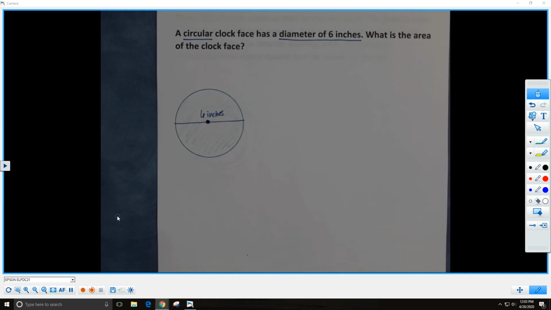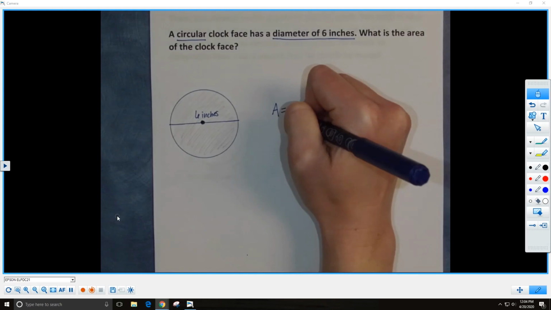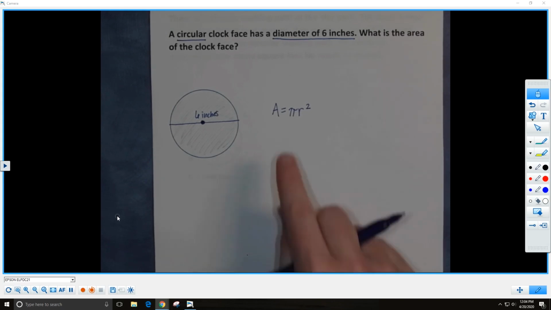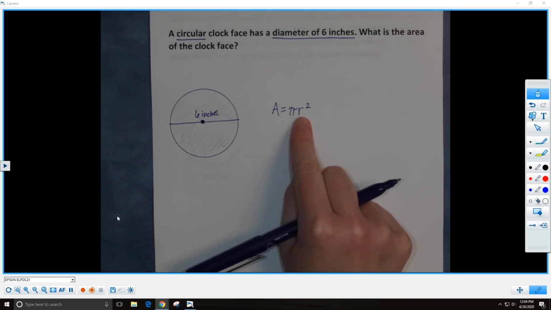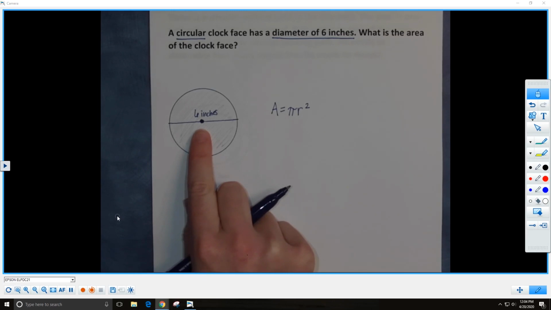Well, we also know that the formula for the area of a circle is A equals pi r squared, or area equals pi times the radius squared. We also know that the diameter is twice the radius, or that a radius, which is what we need for our formula, is half of the diameter. So if the diameter is 6 inches, what would the radius be?